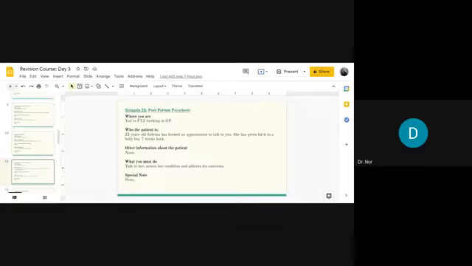Postpartum psychosis. You are FY2 working in the GP. The patient is 22-year-old Sabrina, who has booked an appointment to talk to you. She has given birth to a baby boy 7 weeks back. Other information about the patient is none. What you must do: talk to her, assess her condition, and address her concerns.